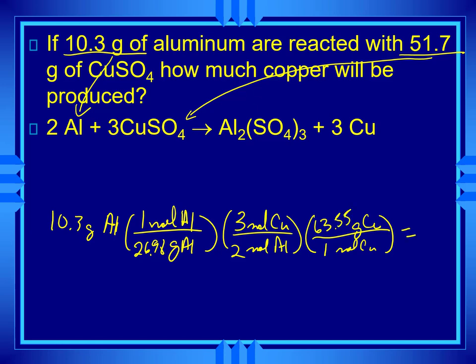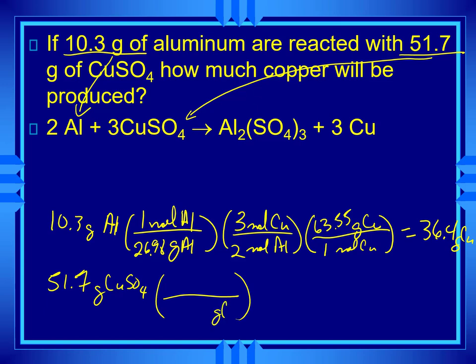Push those buttons, and I get 10.3 divided by 26.98 times 3 divided by 2 times 63.55 equals 36.4 grams of copper. That's if I run out of aluminum, but I don't know if I'm going to run out of aluminum. What if I run out of the copper 2 sulfate?